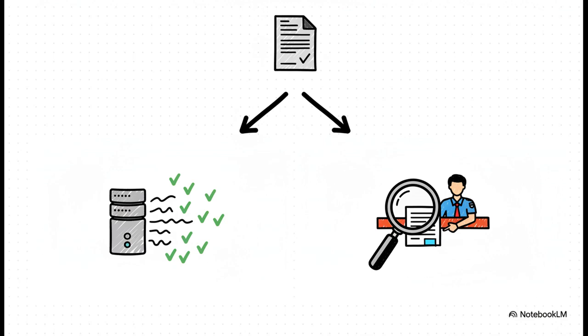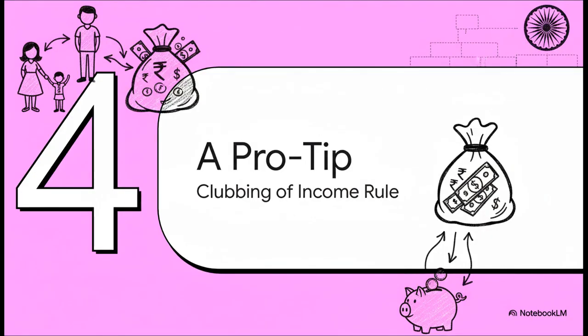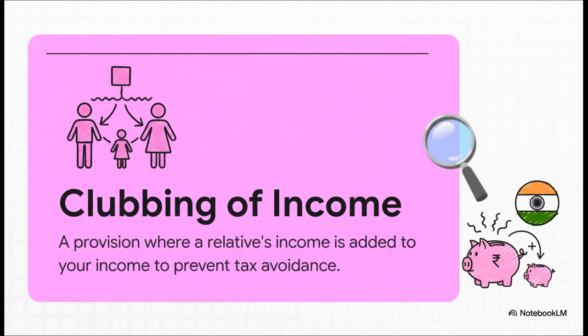But once in a while, a return gets picked for scrutiny assessment. This is where a real person, an assessing officer, takes a deep dive. They might ask you for proof of your income or deductions just to make sure everything's on the level. Okay, now that you've got the process down, here's a little pro tip that can save you a big headache. It's a rule called clubbing of income. In simple terms, this rule is there to stop people from dodging taxes.